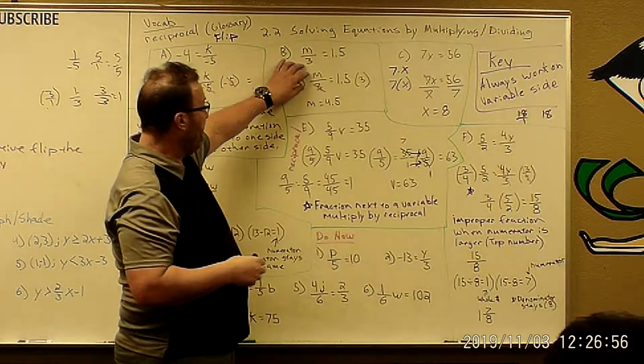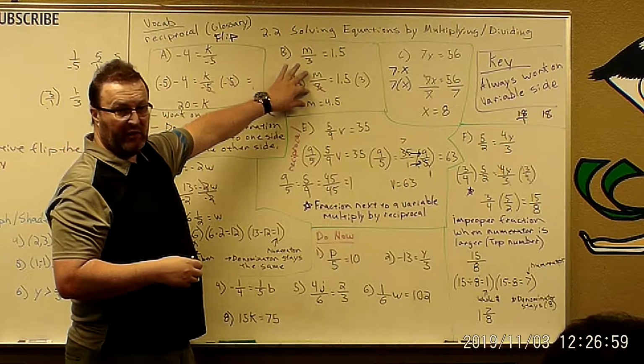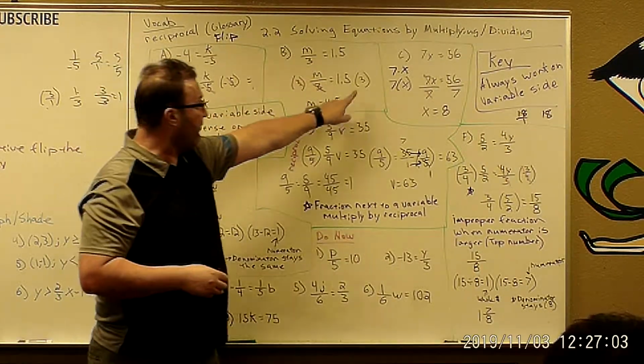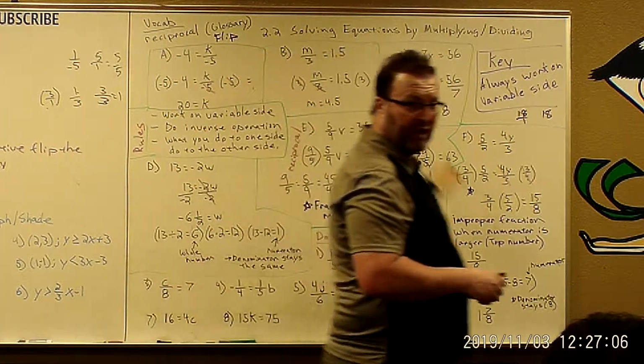Okay? So, m over 3, it's a fraction. We're going to take the number, we're going to multiply both sides. This cancels out, gets the m by itself, and then we multiply the 1.5 times 3.